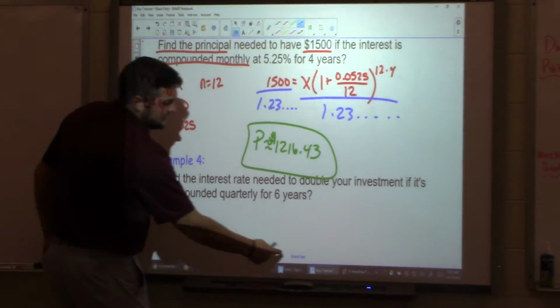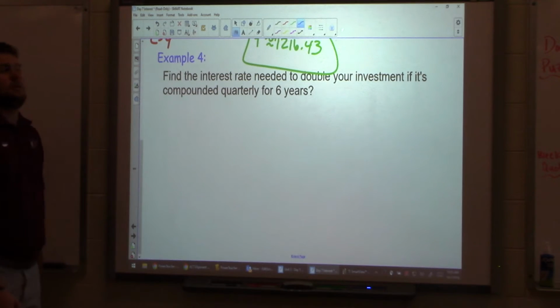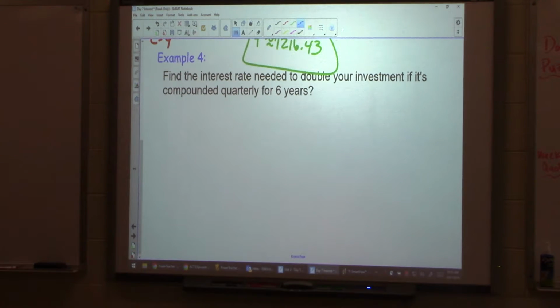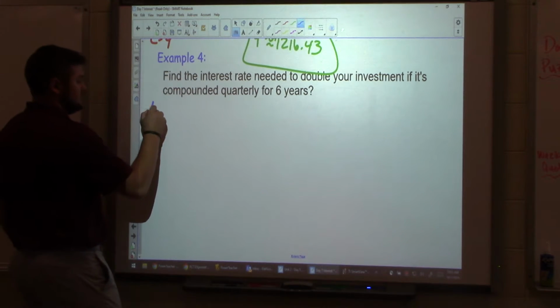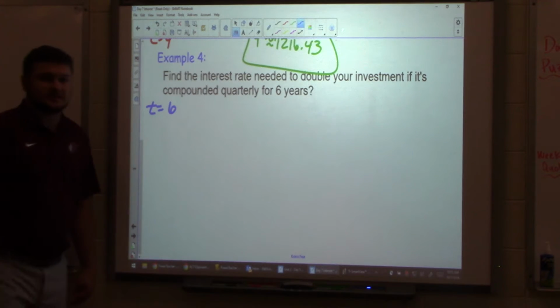Find the interest rate needed to double your investment if it's compounded quarterly for 6 years. All right, what do we know? What are they telling us? What is the information that we are given? Matt, what's one thing we're given? The years. How many years are we given? 6. T equals 6.